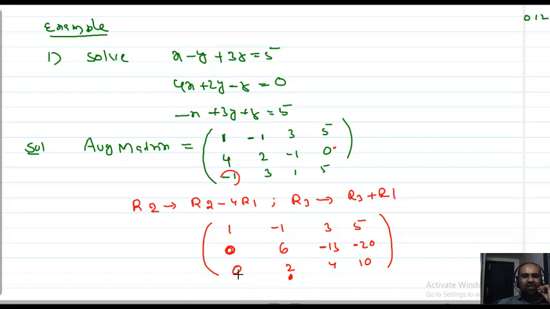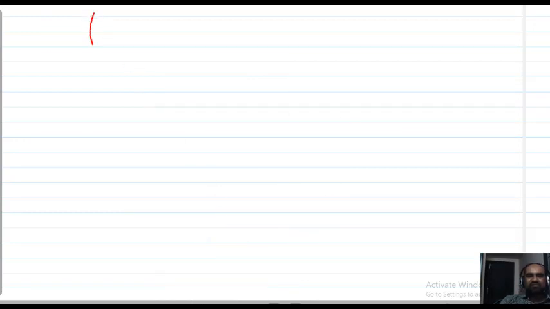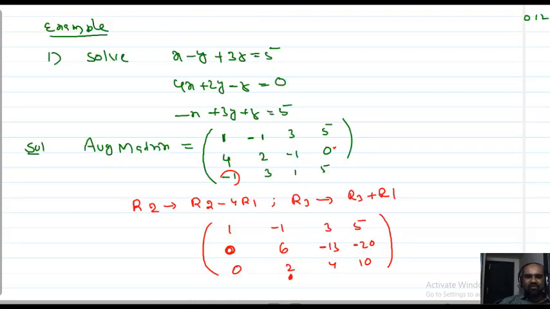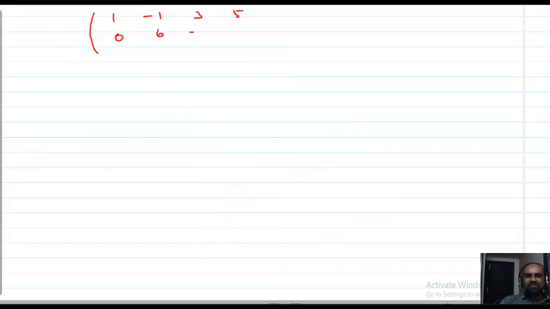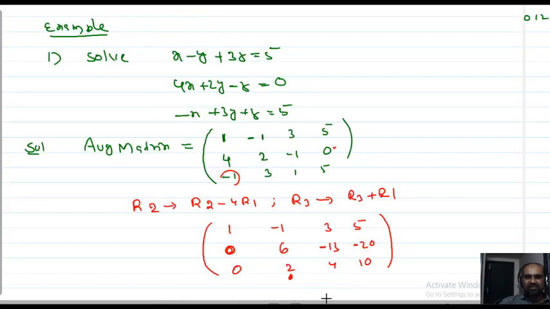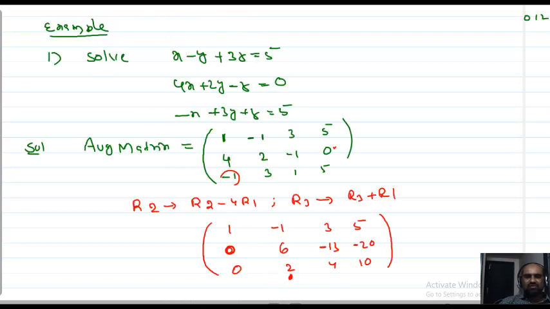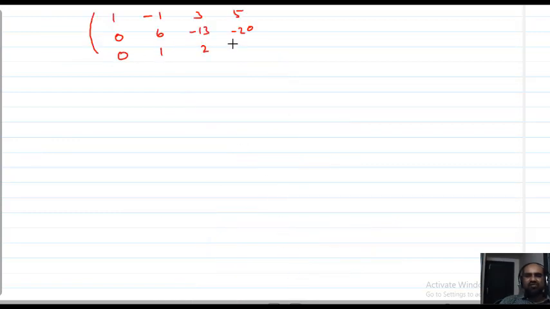Okay, first of all, what do I want to do? I want to divide this by 2. I will write it on the next paper. 1, minus 1, 3, 5, 0, 6, minus 13, 0 is minus 30, minus 20. Next, so directly, I don't want to waste time, I will write here R3 becomes R3 by 2: 1, 2, 5, 0, 1, 2, 5.